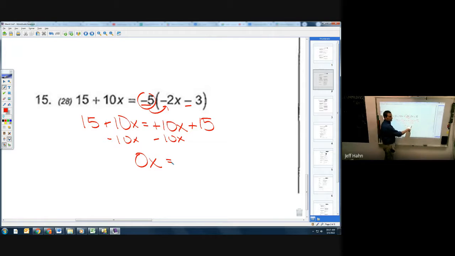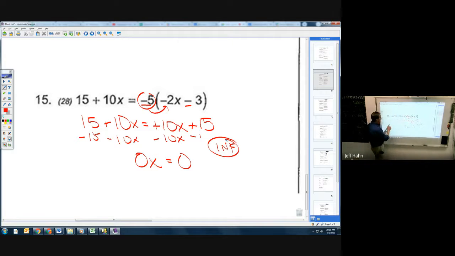If I get a number over here, it's no solution because 0 times no number gives you something other than 0. If I get a 0 over here, which I do, you ask yourself, 0 times what gives you 0? You could put any number there because 0 times anything is 0. That's why it's infinite solutions. If it would have been 0x equals 8, you can't do that because 0 times any number gives you 0. You can never get an 8. That's why this is no solution. This is infinite solutions. 0 times anything gives you 0, so you can't get any. So no solution. There is a big difference there.